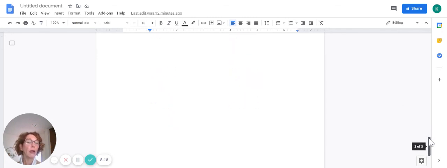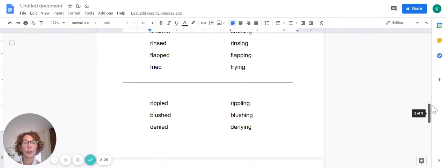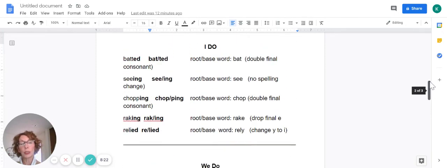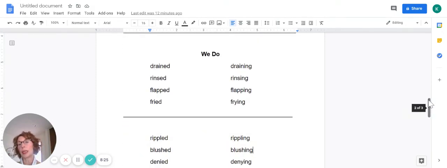All right, well, I hope that you take your time and really use your decoding skills and pay attention to the change of spellings when you are adding or coming across words that have inflectional endings.